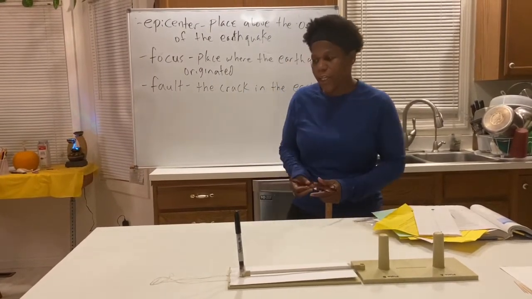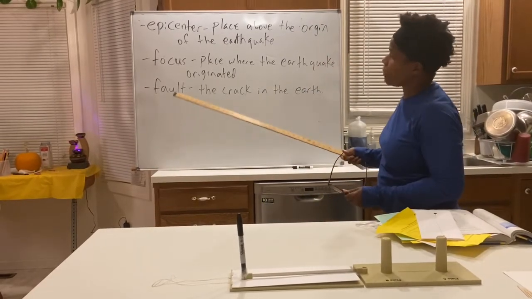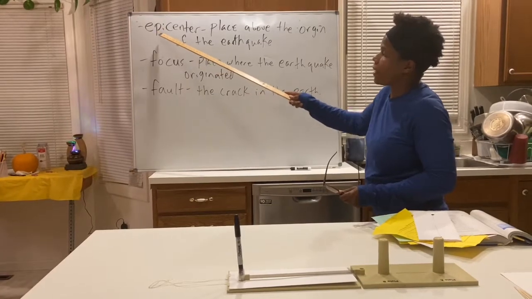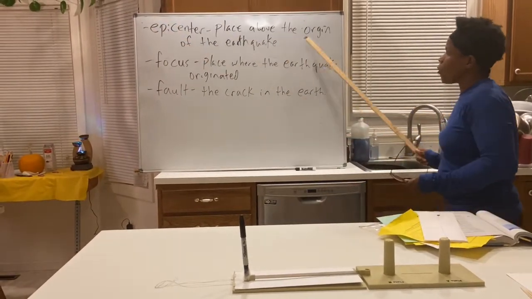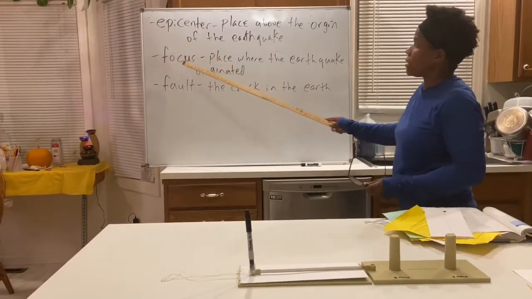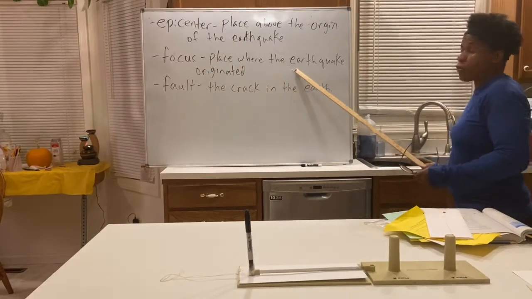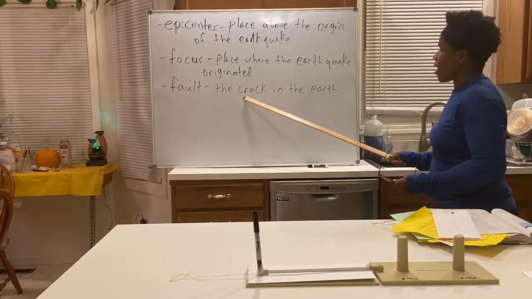So if you look here, class, I have some words on the board that I want us to talk about today. The first one is called the epicenter. Epi means above, so it is a place above the origin of the earthquake. Then we have the focus. The focus is the place where the earthquake originated. And the last one is the fault. It's a crack in the earth.